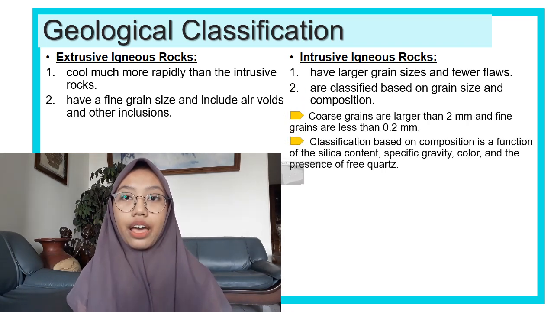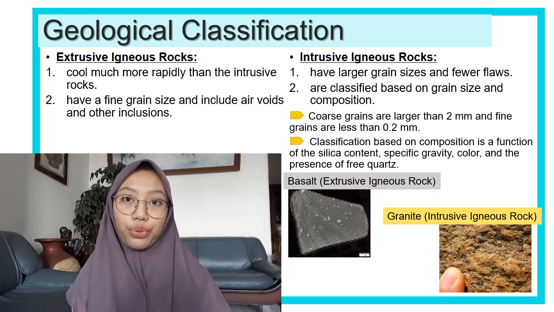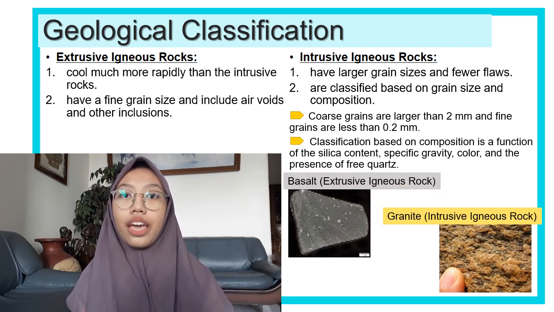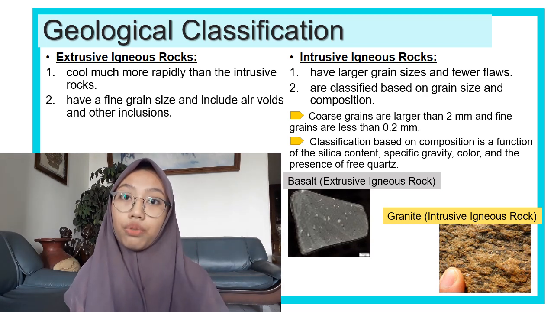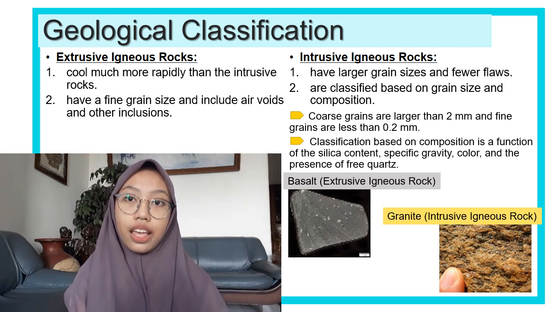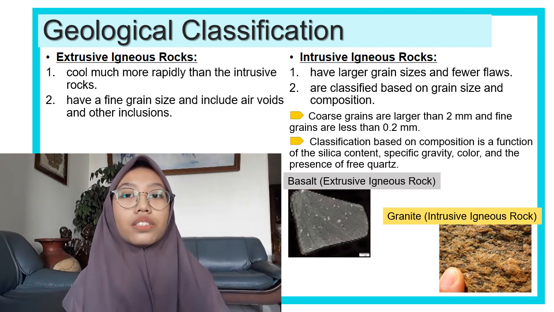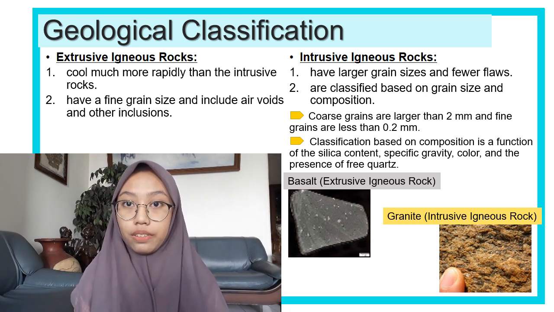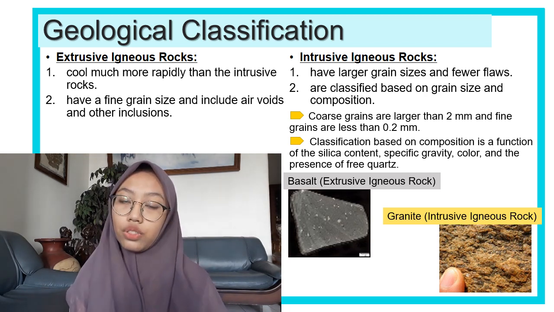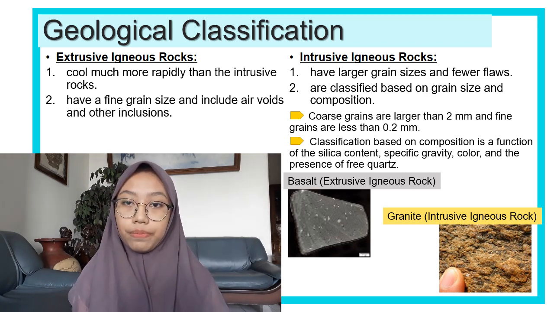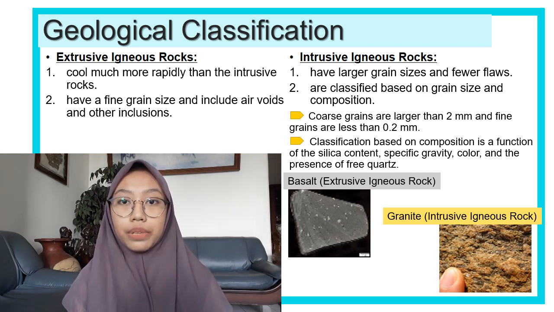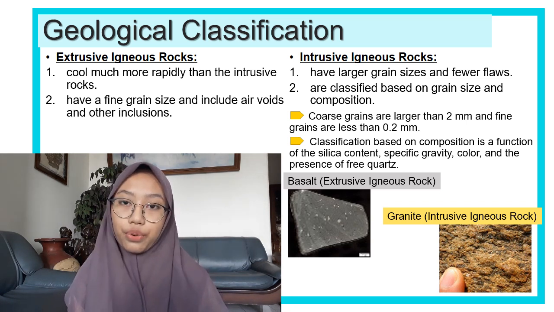Therefore, we would expect extrusive igneous rocks to have a fine grain size and potentially to include air voids and other inclusions. Intrusive igneous rocks have larger grain sizes and fewer flaws. Igneous rocks are classified based on grain size and composition. Coarse grains are larger than 2 mm and fine grains are less than 0.2 mm. Classification based on composition is a function of silica content, specific gravity, color, and the presence of free quartz.